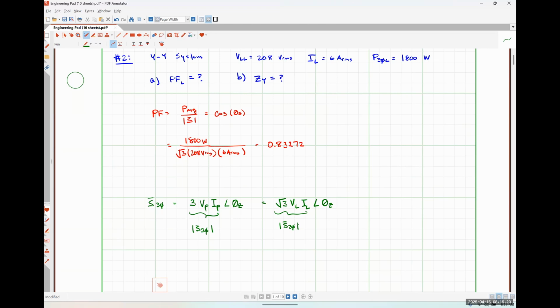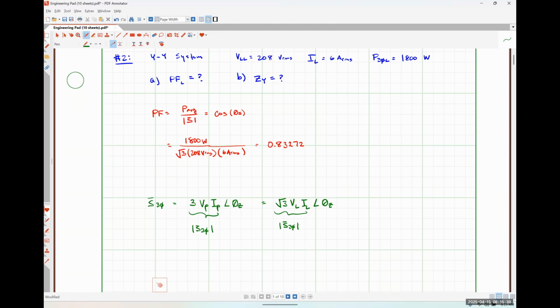But it goes into the fact that in a Y-connected system, the line voltage is related to the phase voltage by a factor of square root of 3. And in a delta-connected system, the line current is related to the phase current by a factor of square root of 3.